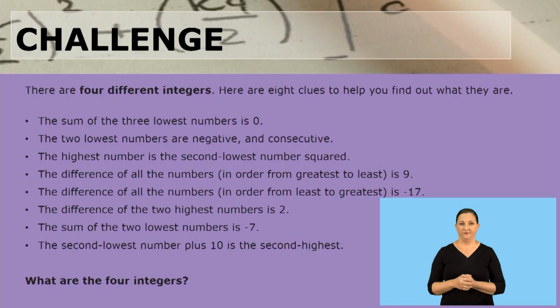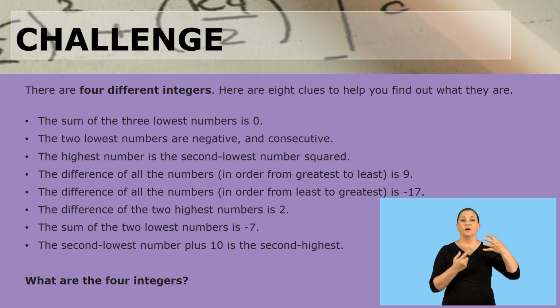Let's end off our lesson with a challenge. So there are 4 different integers. Here are 8 clues to help you find out what they are. Here are the clues. The sum of the 3 lowest numbers is 0. The 2 lowest numbers are negative and consecutive. Remember, consecutive means they follow each other.